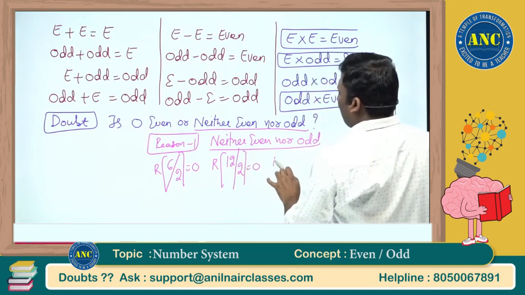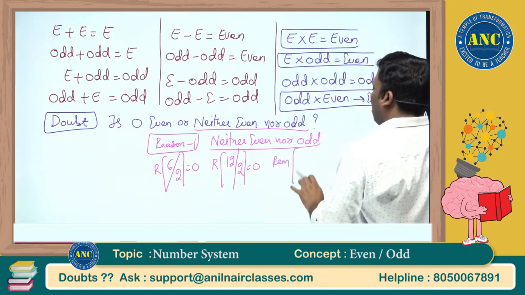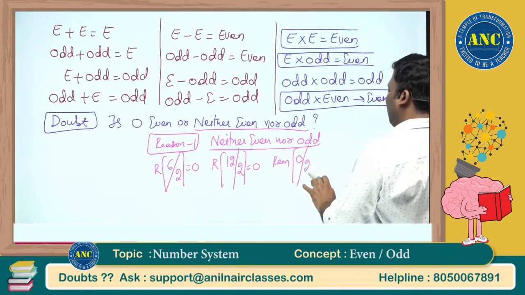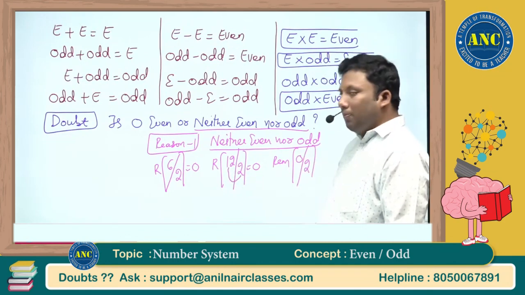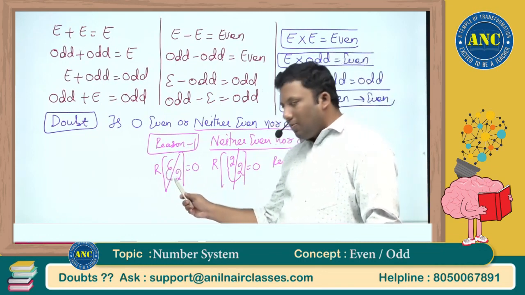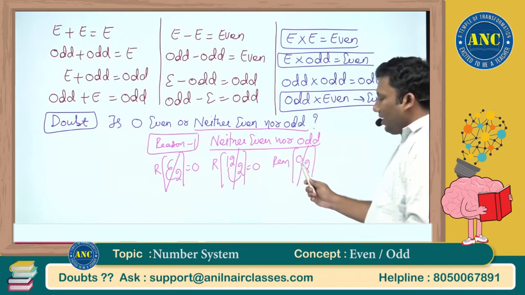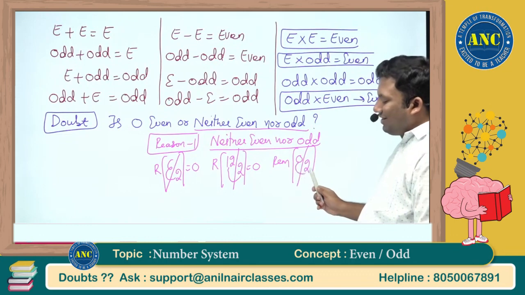If 0 is an even number, 0 should be perfectly divisible by 2. But here 12 is a multiple of 2, and here 6 is a multiple of 2. Can a multiple exceed the original number?